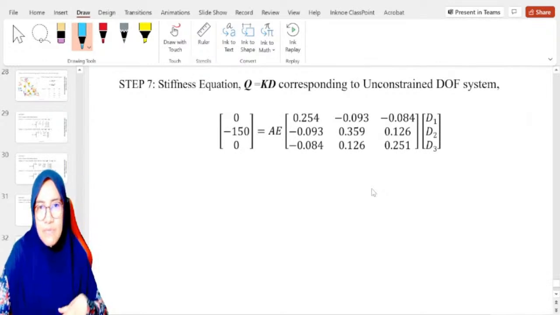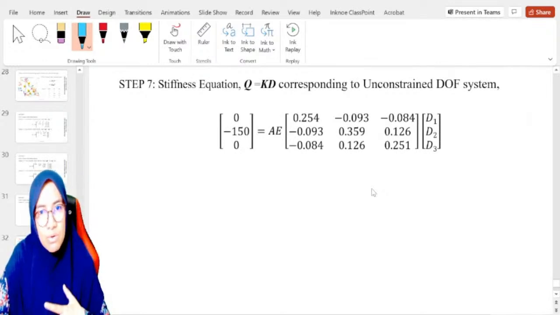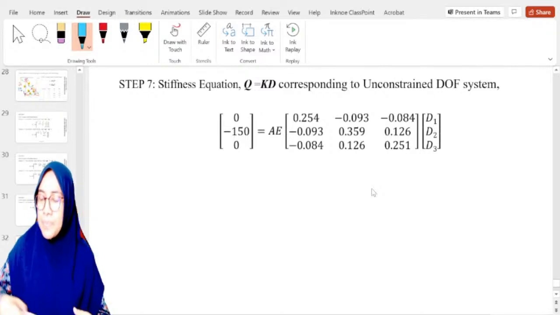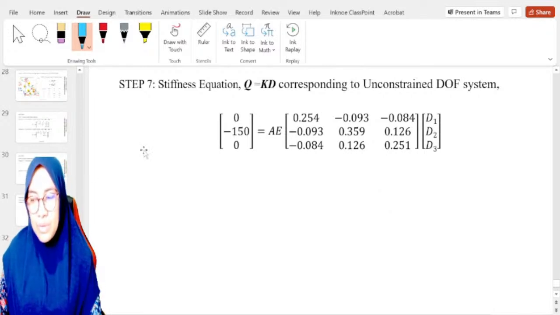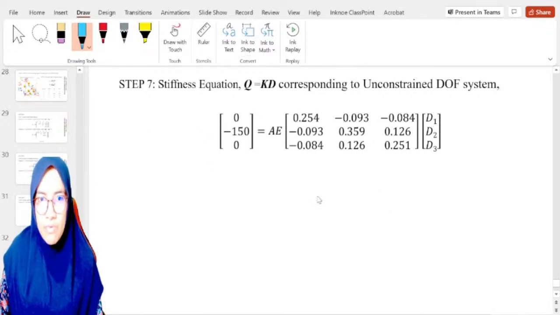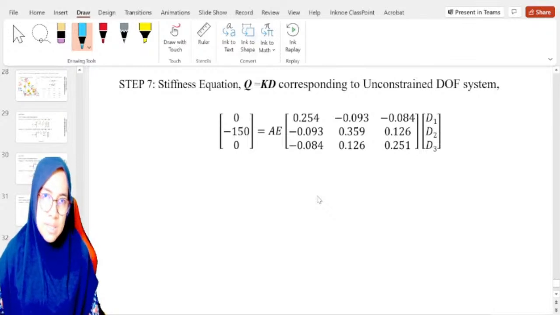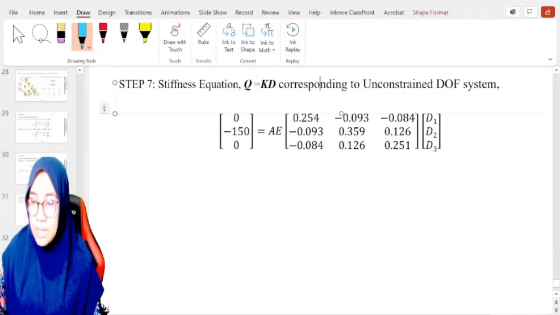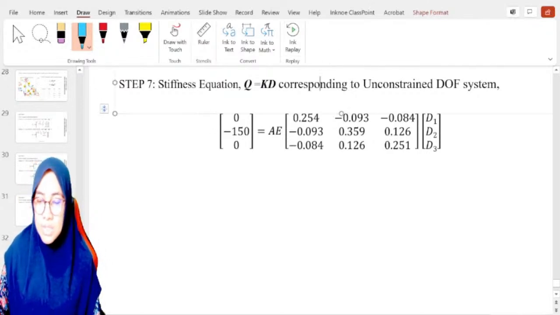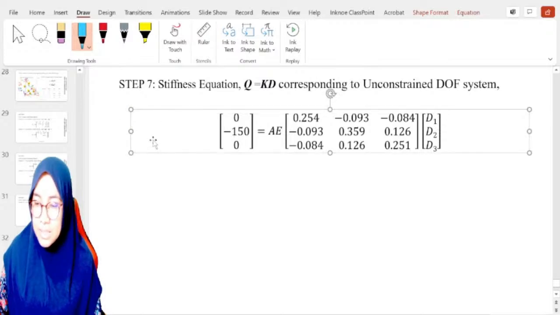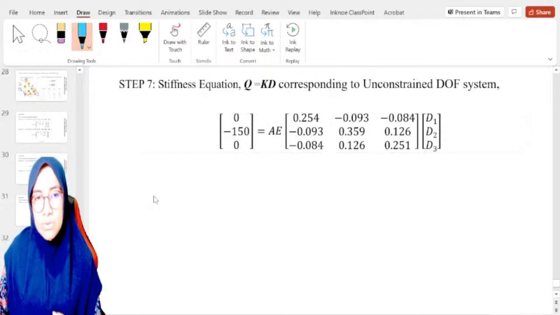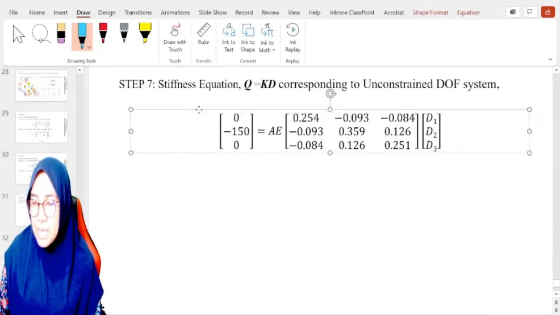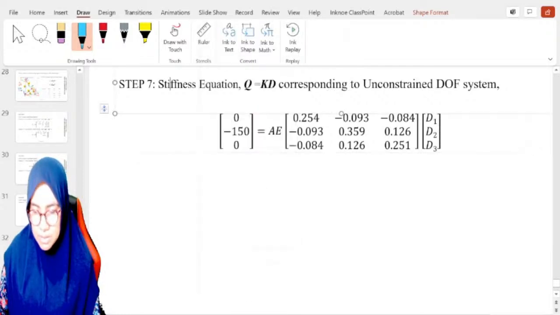So this is the stiffness equation corresponding to the unconstrained degree of freedom system, the basic equation Q is equal to KD. This part we can straight away solve for the unknown displacement, because this is equivalent to three simultaneous equations. But let's say we want to consider the temperature changes. When we want to consider the temperature changes, let's say I copy this first.